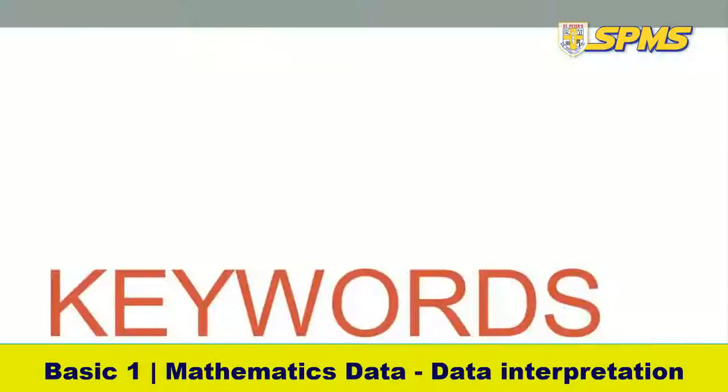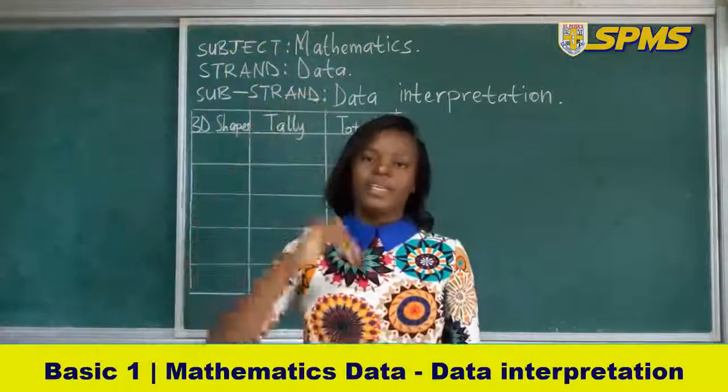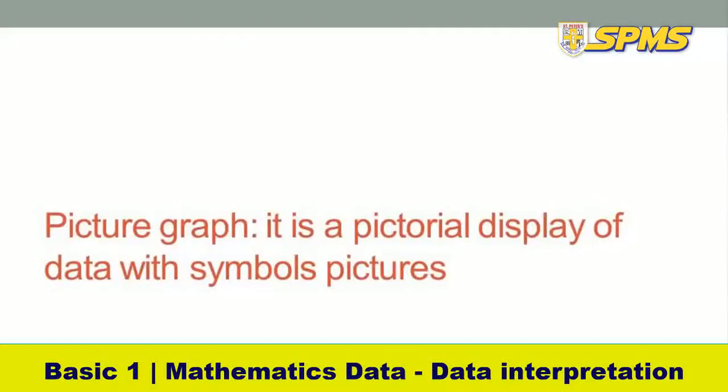Now let's look at our keywords. Our keywords for today are organize. When we say organize, we are talking about arranging something systematically in order. So this will come before this. The next keyword is picture graph. Picture graph means a pictorial display of data with symbols or pictures.